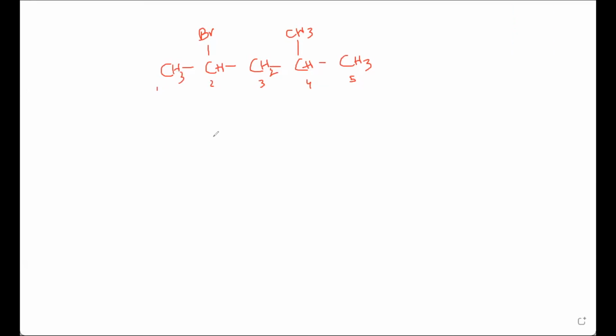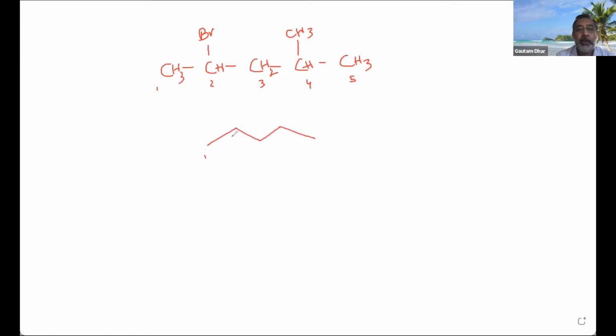And if you are to do the skeletal structure, so 1, 2, 3. Now, something that is often forgotten is that the ends are carbon, okay? So don't forget that the ends are carbon. So you have to count that. 4 and 5. 1, 2, 3, 4, 5.